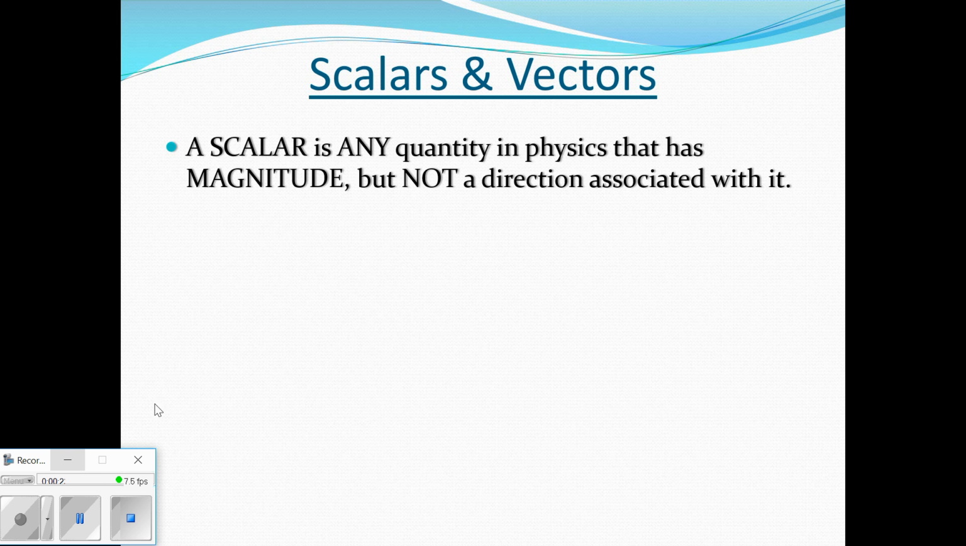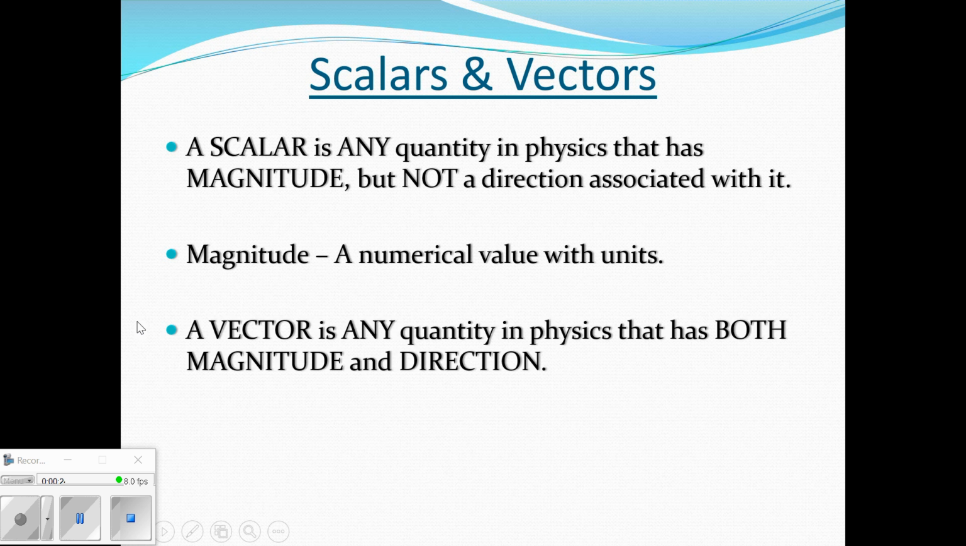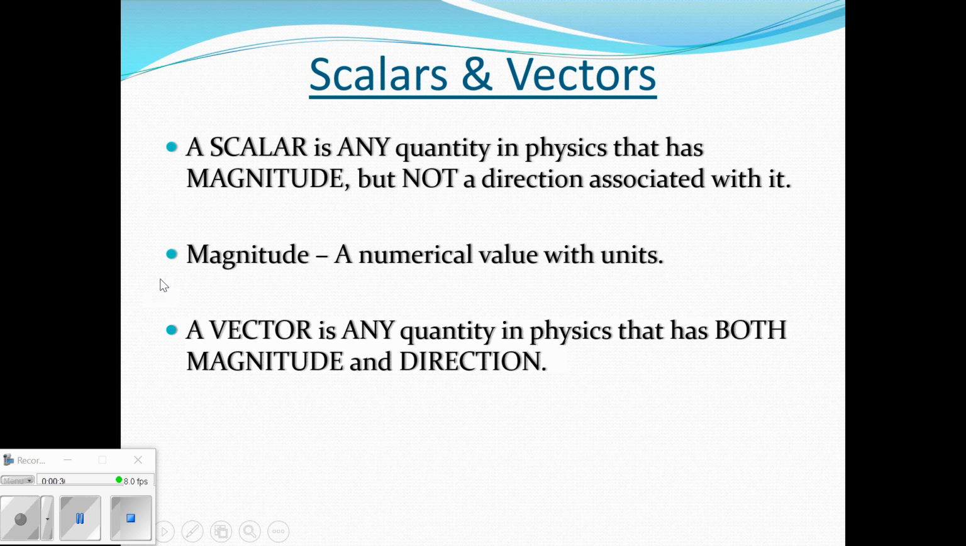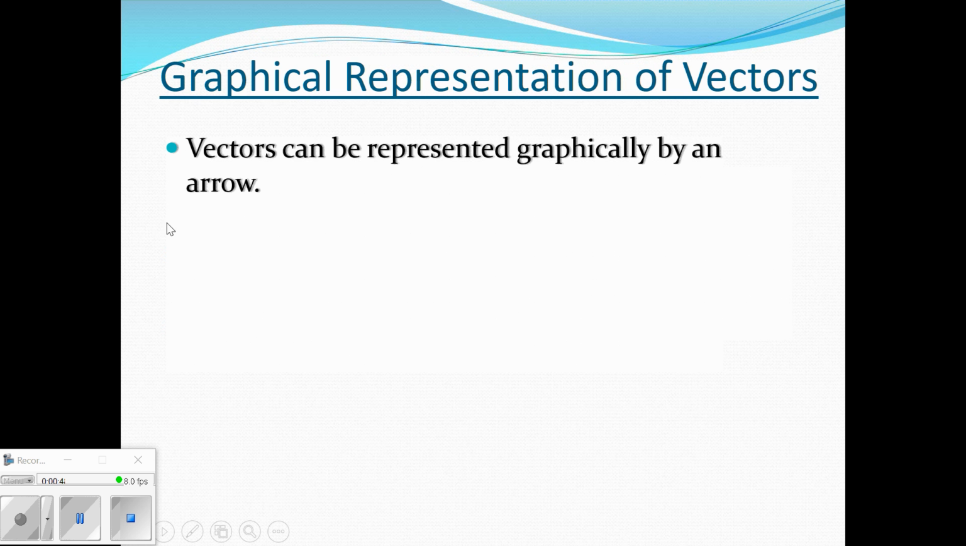Recall that when I talk about magnitude, magnitude is just a numerical value with units. A vector is any quantity in physics that has both a magnitude and a direction. So a scalar value is just a magnitude, meaning it has a numerical value and a unit, and a vector value has both a numerical value, as well as a direction associated with it.